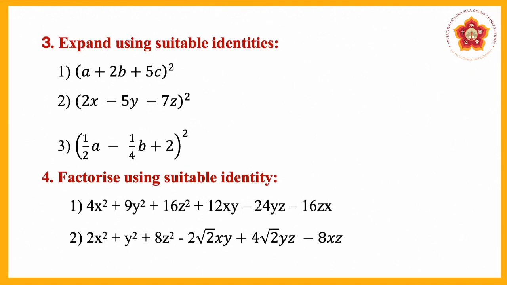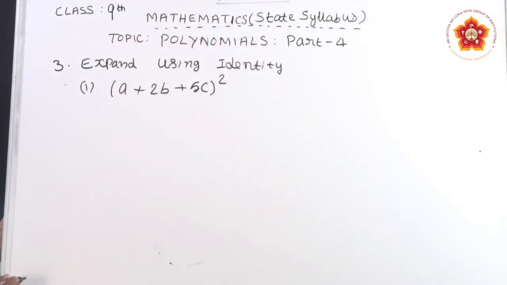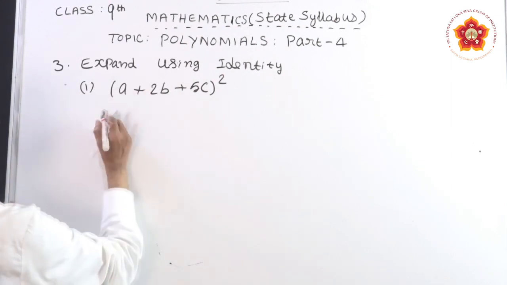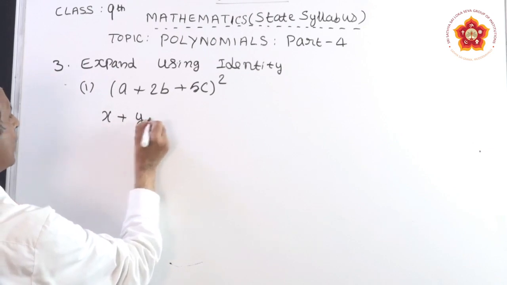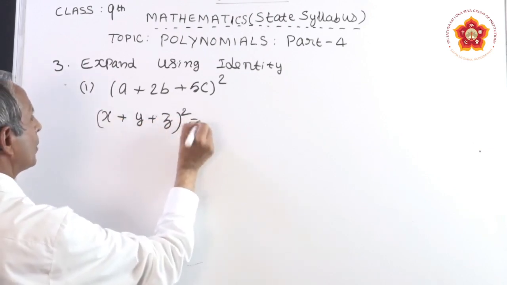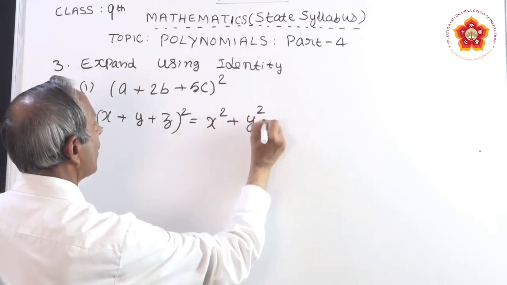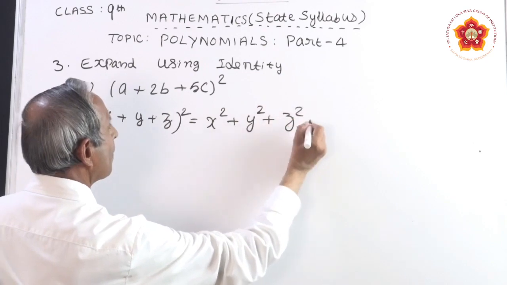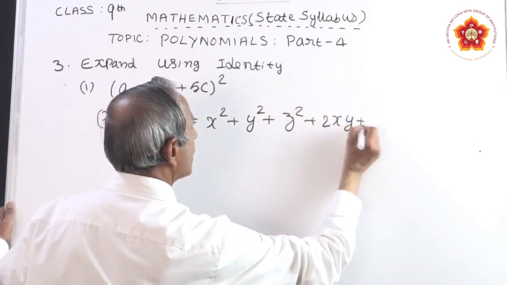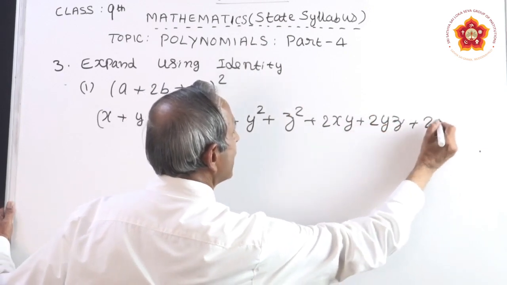Now let us expand using the identity. It is a trinomial, square of the trinomial. You already learned the formula. Now let us write the formula first. (x + y + z) whole square equals x square plus y square plus z square plus 2xy plus 2yz plus 2zx or xz.